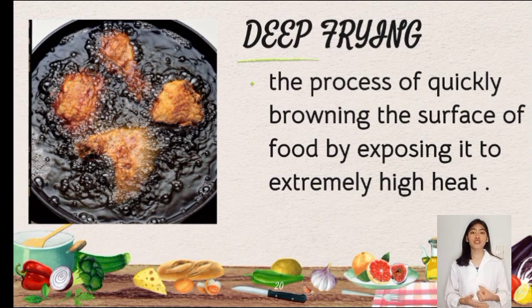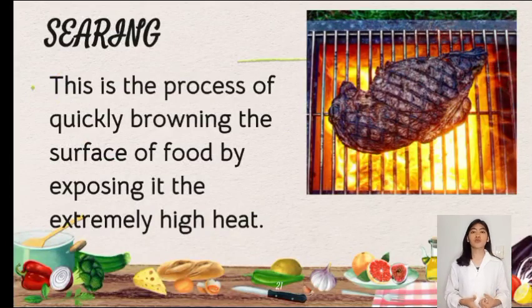And we also have the searing. So this is a way to brown your meat or fish quickly. This is the process of quickly browning the surface of food by exposing it to extremely high heat. Food is moist, often seared in a small amount of oil, and then you cook it to the appropriate doneness using another cooking method, whether roasting, grilling, or braising.